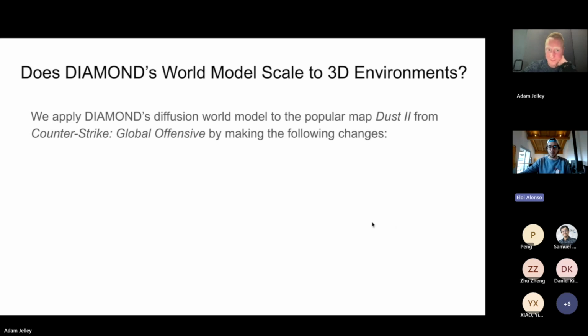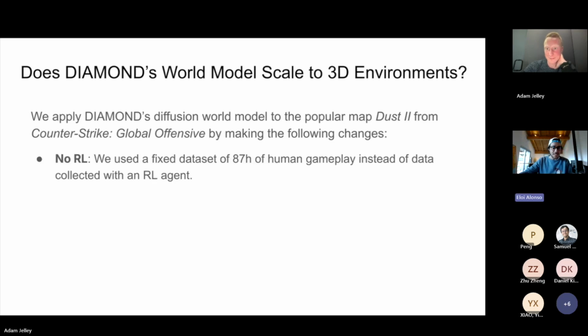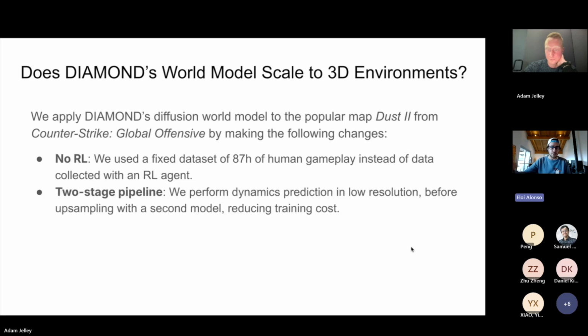So we applied Diamond's diffusion world model to the popular map Dust 2 from Counter-Strike Global Offensive. We made basically 4 changes to the setup of Diamond. First, we have no reinforcement learning. We used a fixed data set of 95 hours of gameplay, and we trained on 87 hours and tested on 8 hours. So we didn't do data collection online with an agent. For that, we used a data set that was open source from a previous paper of Tim Pierce. We also used a 2-stage pipeline.